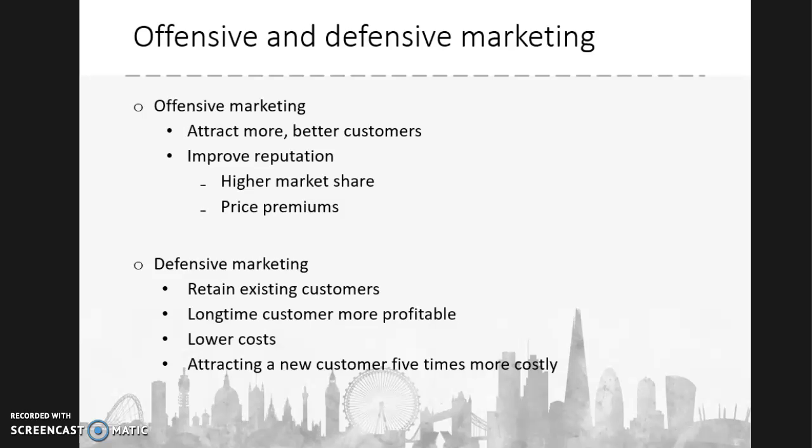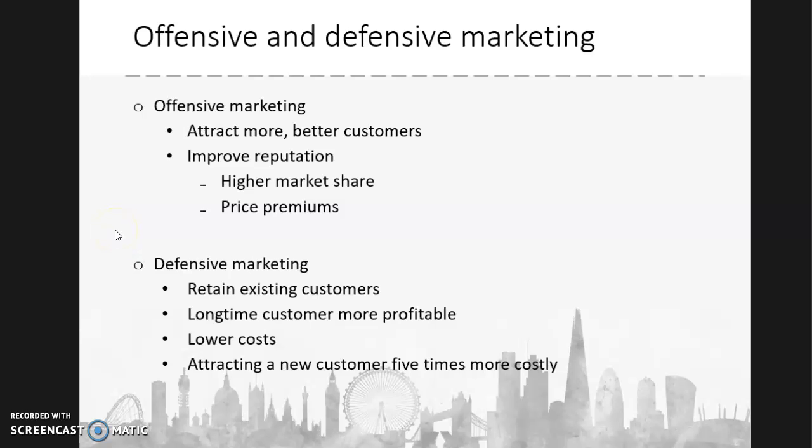So there's two types of marketing that we are looking at today. We're looking at the offensive type marketing, where you're attracting more, better customers. You're improving your reputation of your company, hoping to gain a higher market share, and maybe some price premiums go along with that. And then there's the defensive marketing, where you're looking to retain your existing customers.